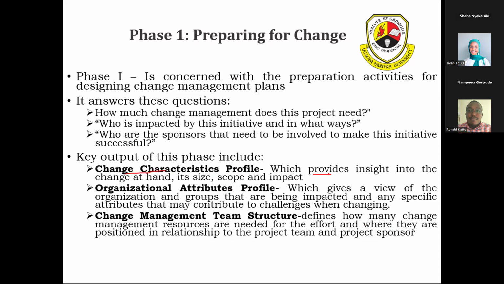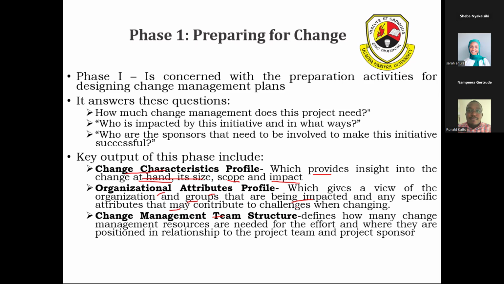This one will tell you what needs to change at hand, at what size, and the scope and impact, who is going to be impacted. Then look at organizational attributes profile. So here you're looking at the organization in general and the groups that exist, who is going to be impacted, and any specific attributes that may contribute to the challenges when changing.